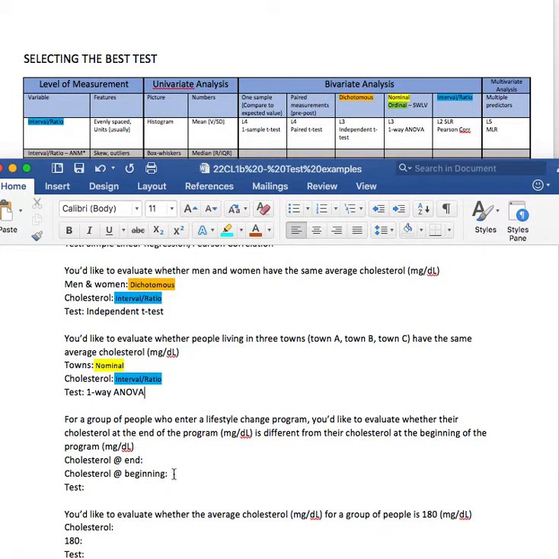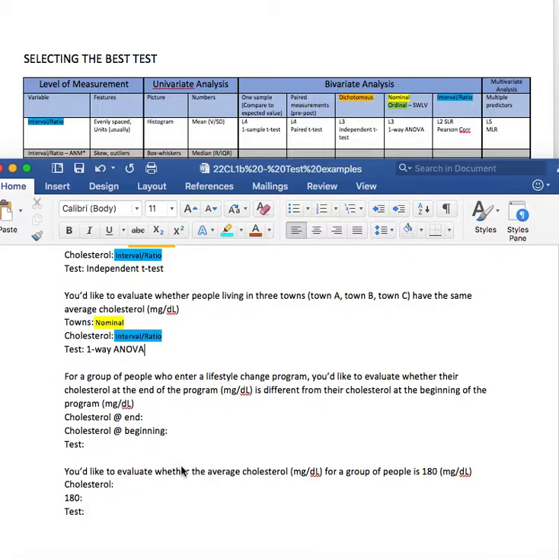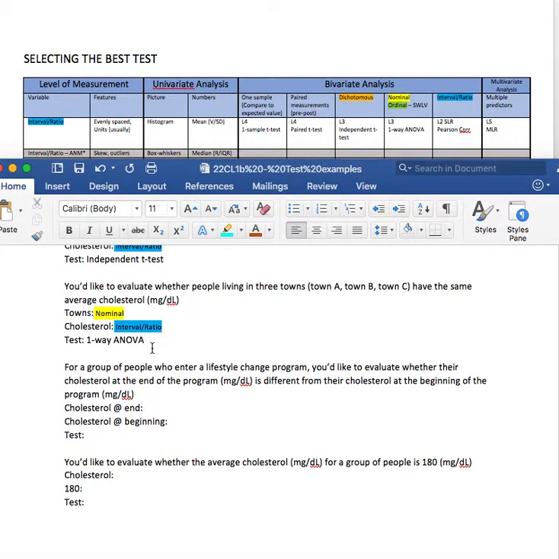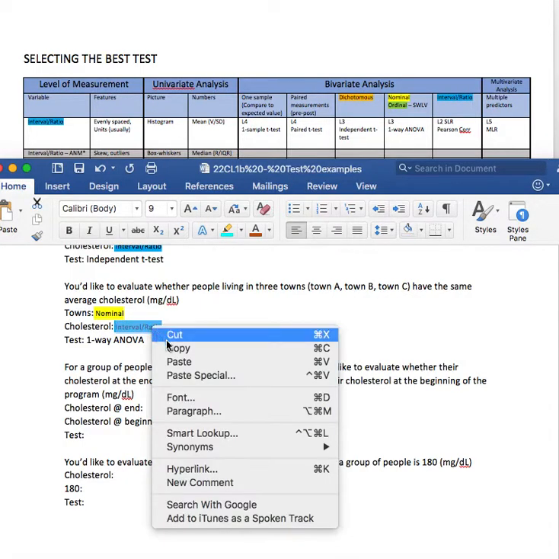Our next 2 tests really are kind of looking at, again, 2 things that are similar to each other, just like our independent t-test and one-way ANOVA are very similar to each other. The one-sample t-test and the paired t-test are very similar. So let me read this one. For a group of people who enter a lifestyle change program, you'd like to evaluate whether their cholesterol at the end of the program, again in milligrams per deciliter, is different from their cholesterol at the beginning of the program in milligrams per deciliter. So here we have cholesterol at the end, and that is interval ratio.